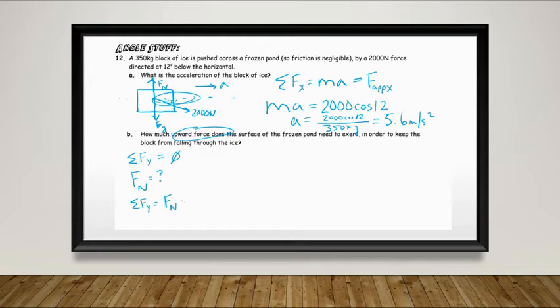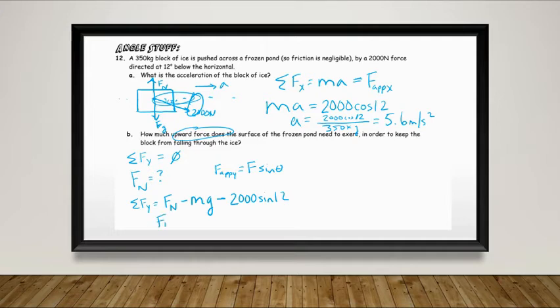We have our normal force minus our force of gravity, which is mass times gravity, minus our 2000 sine 12. Okay, because we're just dealing with this force. We're dealing with our force applied in our y direction. Our force applied in our y direction is equal to our force applied, and then that's going to be sine theta in this case because it's the opposite side. So we end up getting that that equals 0.